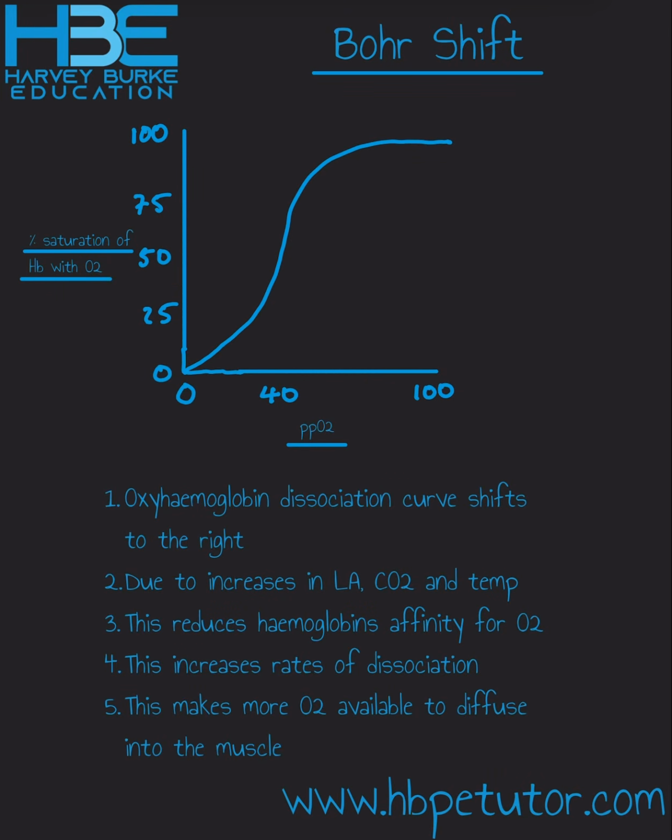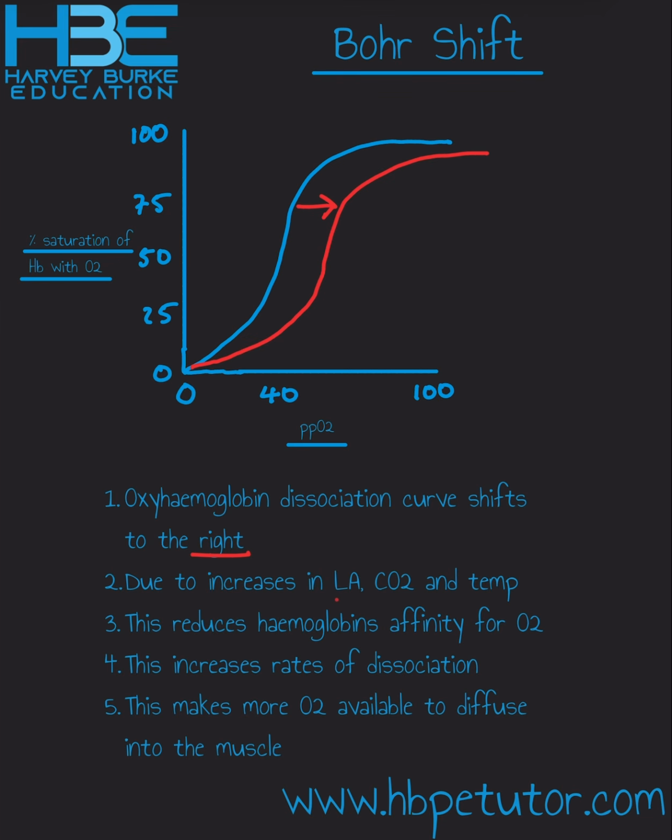If you do A-level PE and you're struggling with the Bohr shift, listen up to this. So the Bohr shift is when this oxyhemoglobin dissociation curve shifts to the right, like so. And you would always get credit in the exam for mentioning that. It's when this oxyhemoglobin dissociation curve shifts to the right.